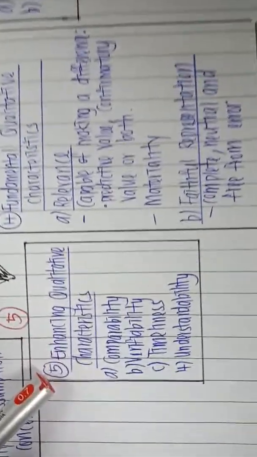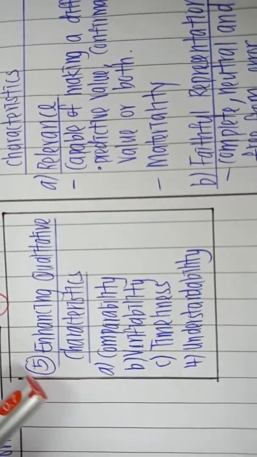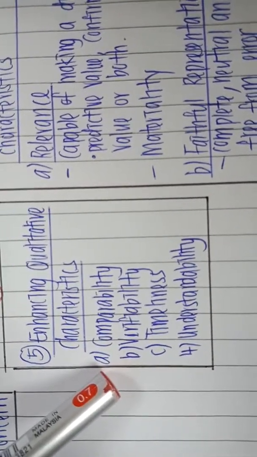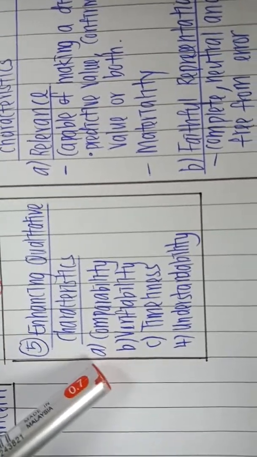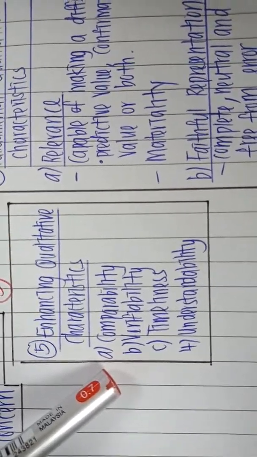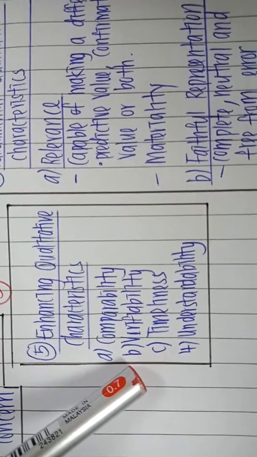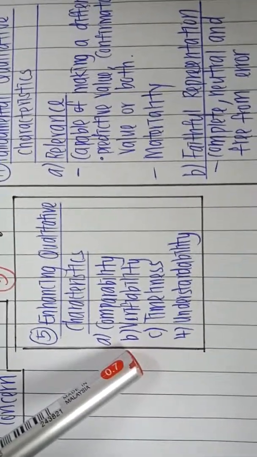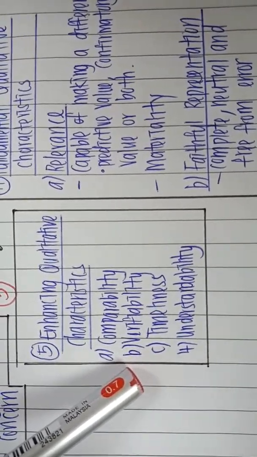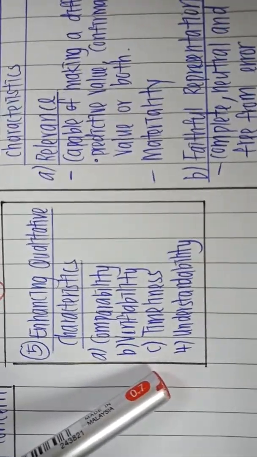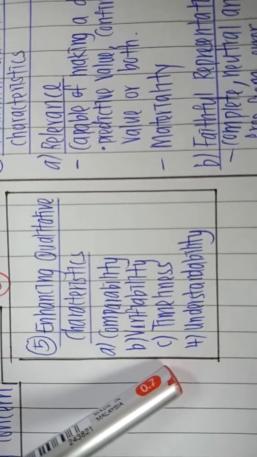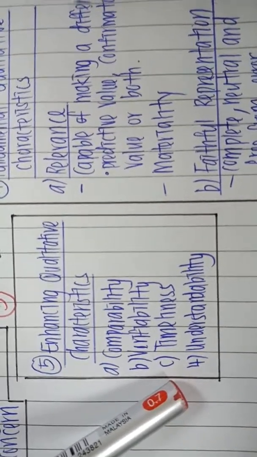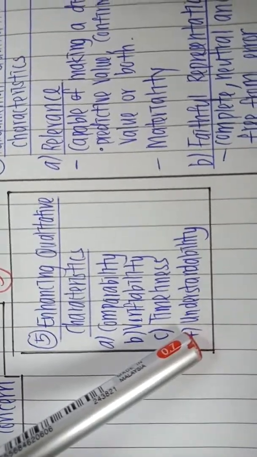Enhancing qualitative characteristics have four parts. The first one is comparability. Comparability is identifying and understanding similarities in and differences among items. The second one is verifiability. Verifiability is that different knowledgeable and independent observers could reach consensus. The third one is timeliness. Timeliness means the older the information is, the less useful it is. And the last one is understandability.